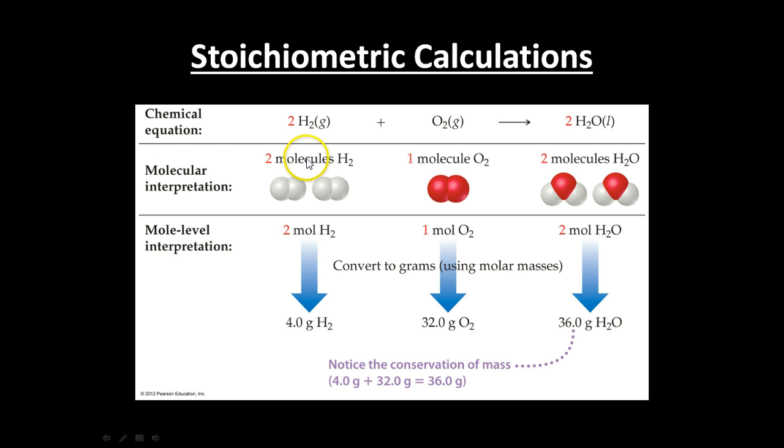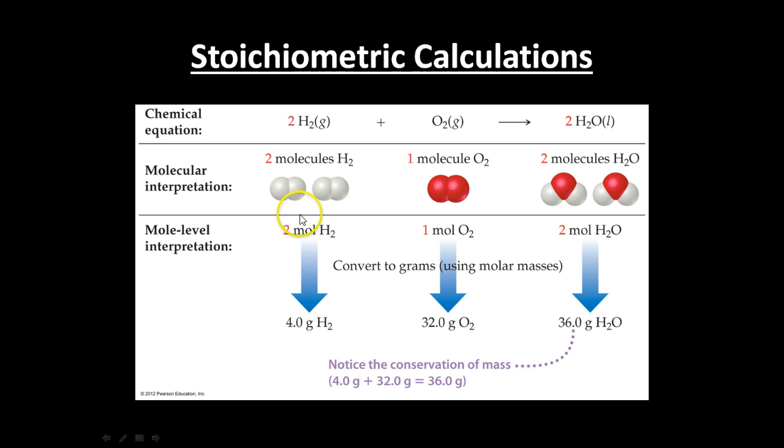So if you think about this equation right here, 2H2 plus O2 goes to 2H2O. We know that if we have two molecules of hydrogen and one molecule of oxygen, we'll get two molecules of H2O. But now consider what happens if we multiply each of these coefficients by a mole. So 2 moles of hydrogen molecules, 1 mole of oxygen molecules, and 2 moles of water molecules.